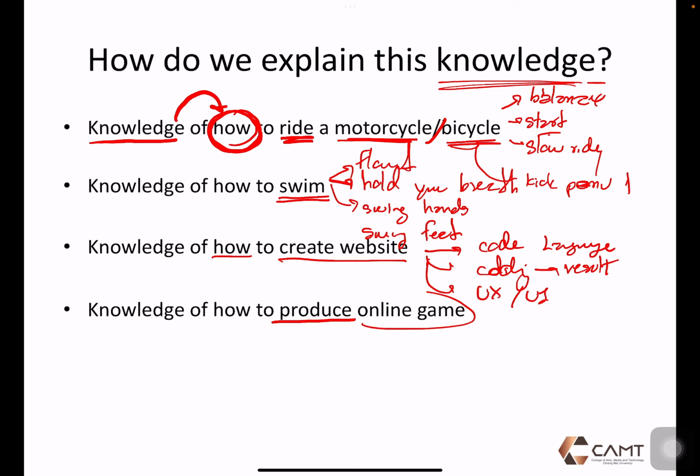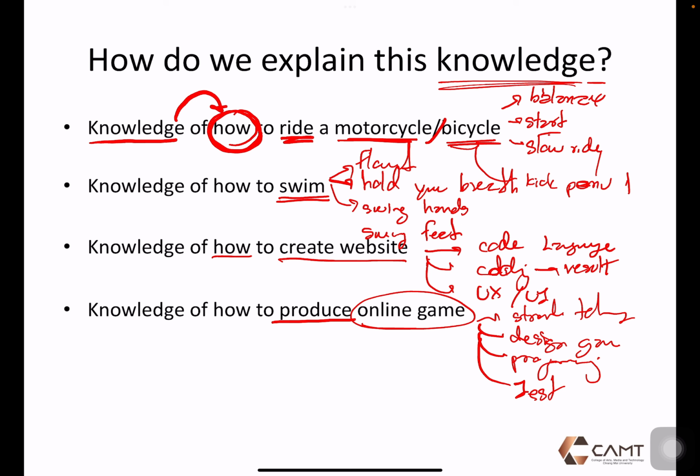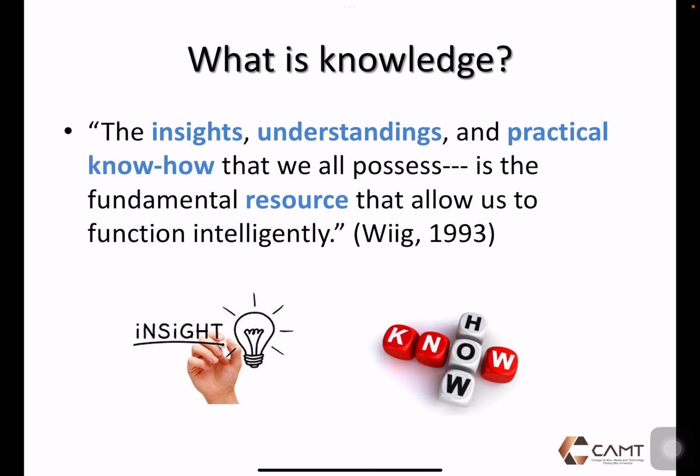How to produce an online game. You might decide on the storytelling first, and then design the game as levels. Then you might do programming to produce the game, and then test it by trying to play. So these are examples of knowledge, when you explain each activity.